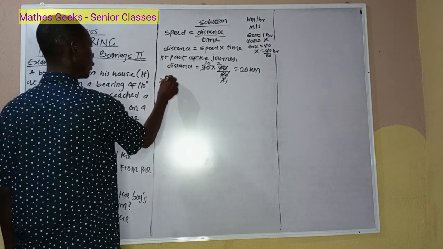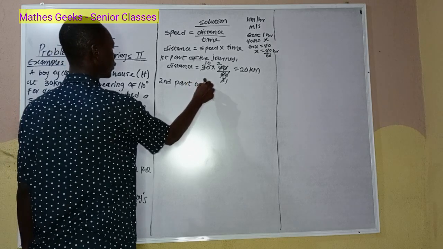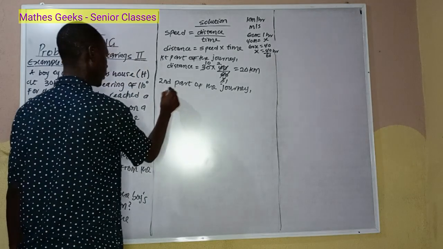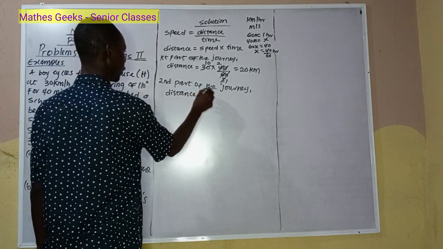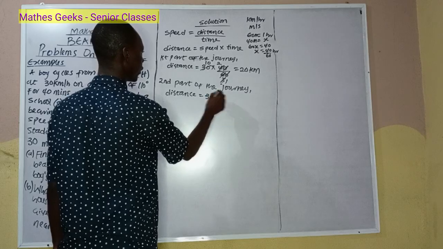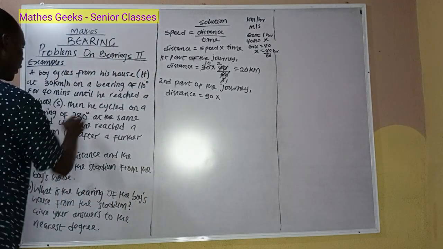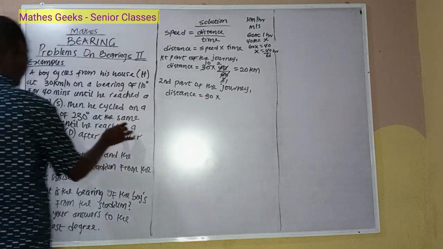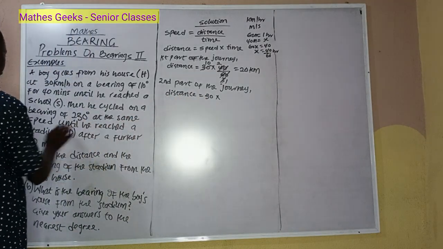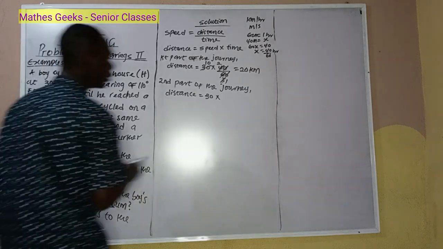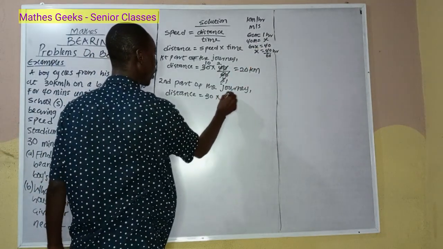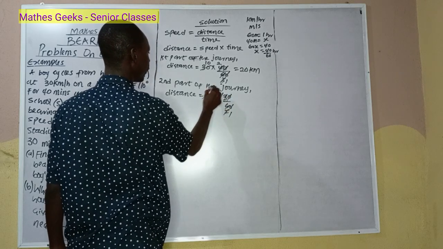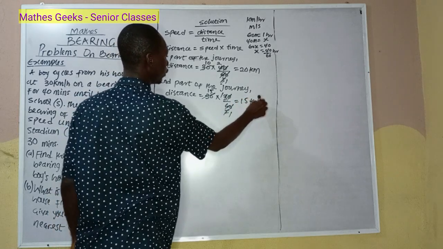The second part of the journey, distance is equal to 30 times. He cycled on a bearing of 230 degrees at the same speed, which is 30, until he reached a stadium D after a further 30 minutes. Just as we did here, we convert to hours with 30 over 60. So that will give us 15 kilometers.